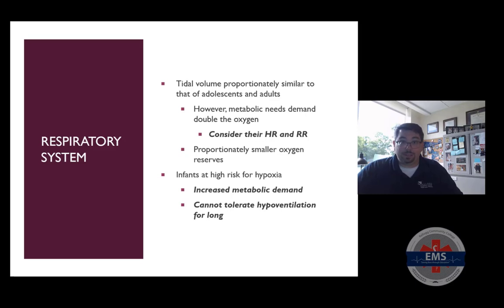Normal respiratory rate for a child is about 30. An adult is 12 to 20. So you can see right away that they're going to breathe faster because they need to consume more oxygen. Their heart rate is faster because they have to work harder to move that oxygen around. All those things are great to help the child develop, but they're not necessarily the best factors to have when we're dealing with the child who needs to compensate from some type of injury or trauma or illness.